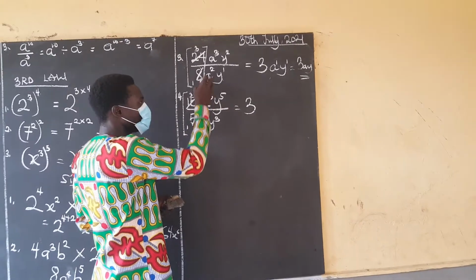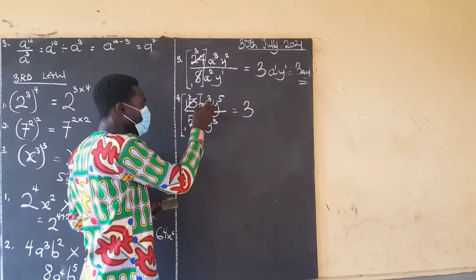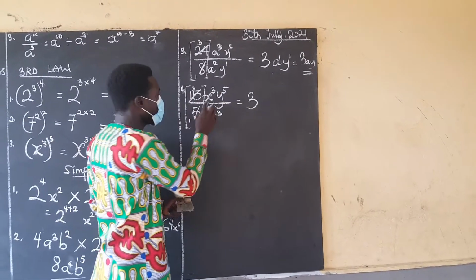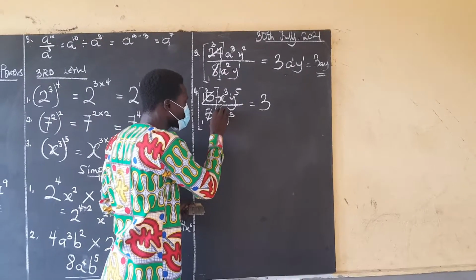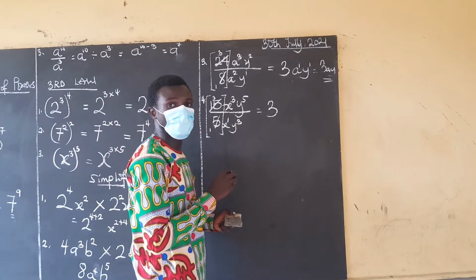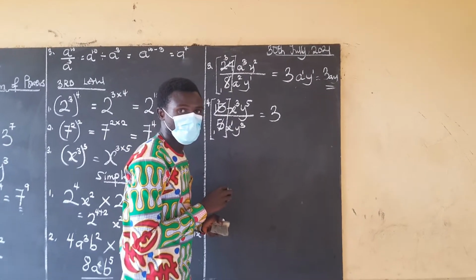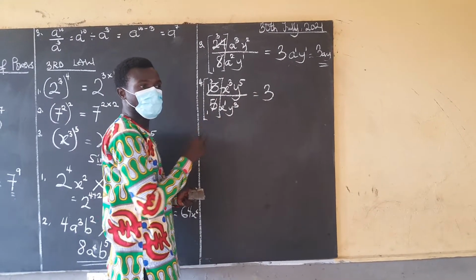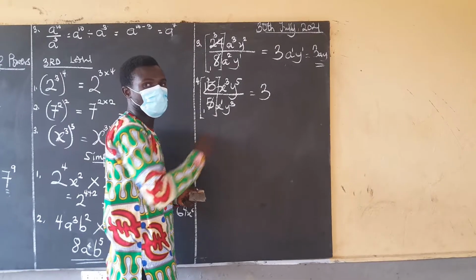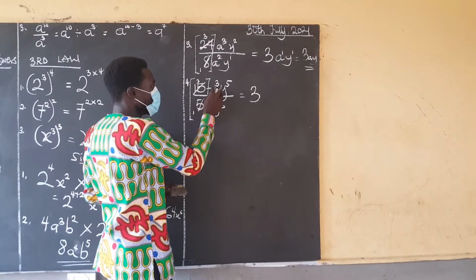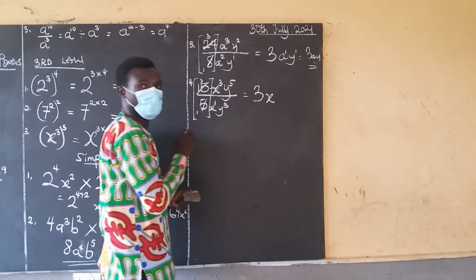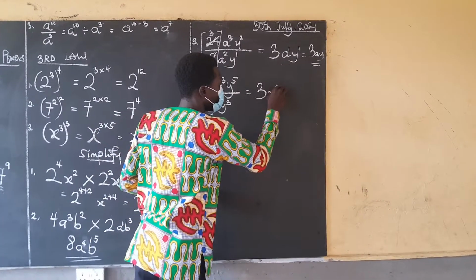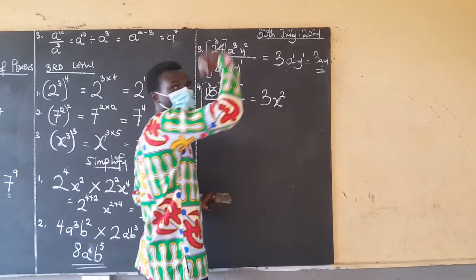Then we have x raised to the power 3 over x. Because this is being raised to the power 3 and the bases are the same, it means this x also has an exponent of 1, which is unwritten. So if you have 3 and 1, you are dividing, and the bases are the same. What do you do? You subtract the powers. Pick one base. 3, if you take away 1, you are left with 2. So x raised to the power 2.